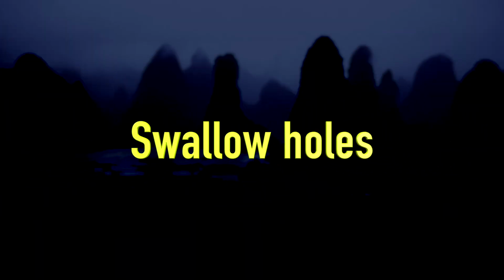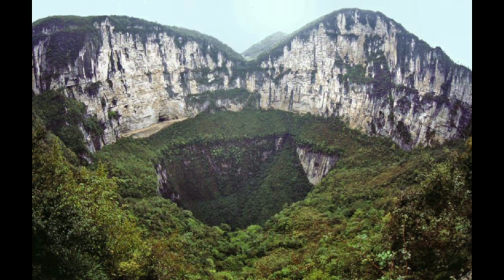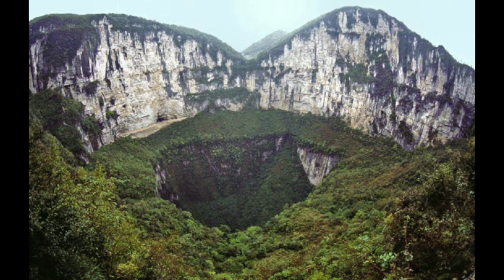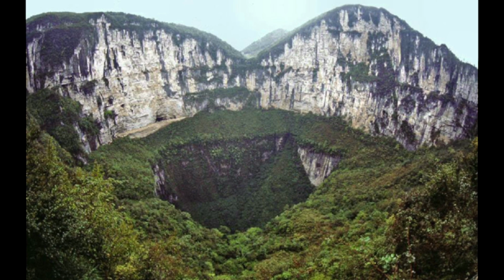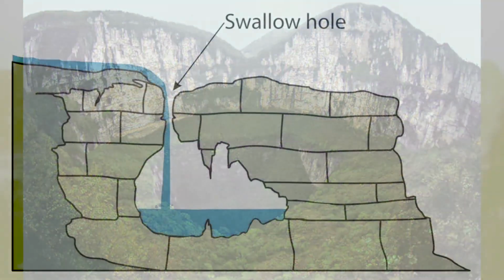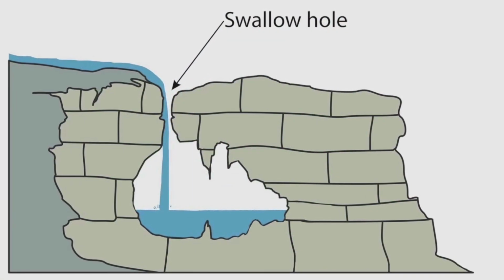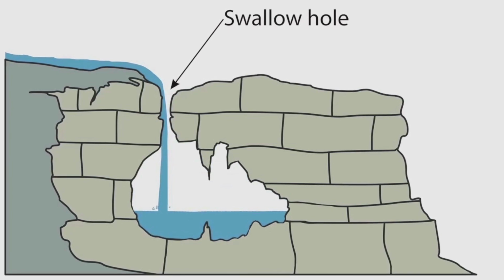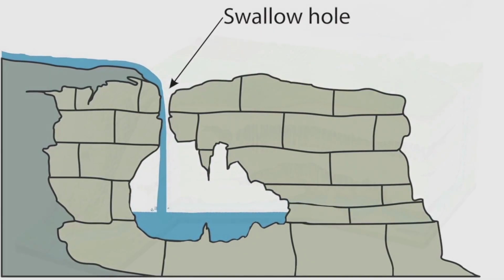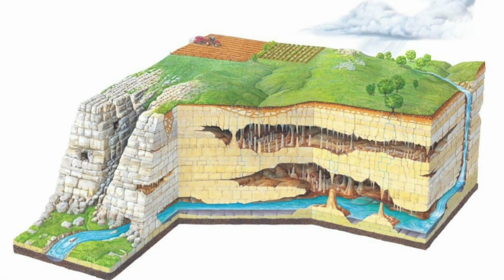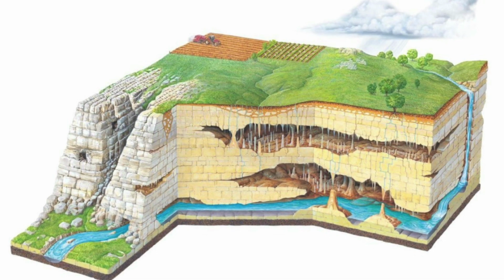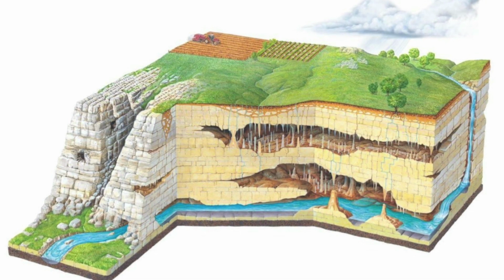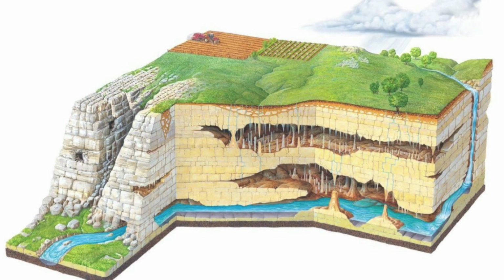Swallow holes. Enlarged form of sinkholes is called swallow holes. Gradual enlargement of the sinkholes due to the continuous dissolution of the limestone results in the formation of large holes which are called swallow holes. A swallow hole or a swallet is the point at which the surface stream disappears under the ground in the karst terrain.